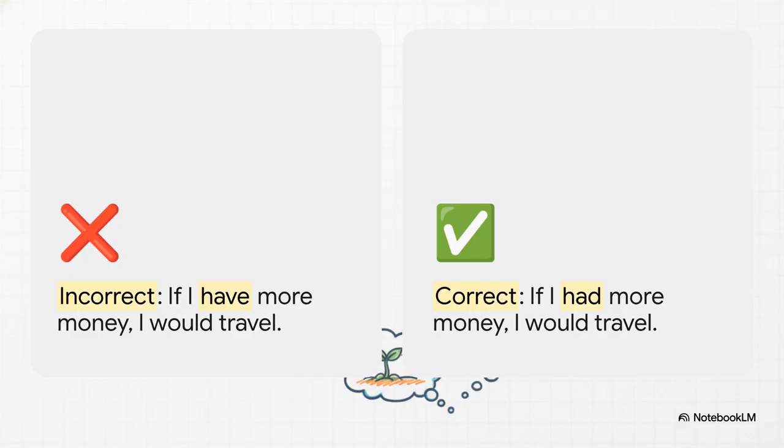But look at this incorrect example. If I have more money, I would travel. That's a total mismatch. English requires that simple past tense to push the whole idea into the realm of the hypothetical. It has to be, if I had more money, I would travel.